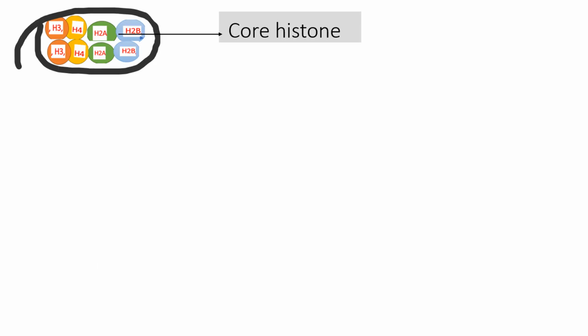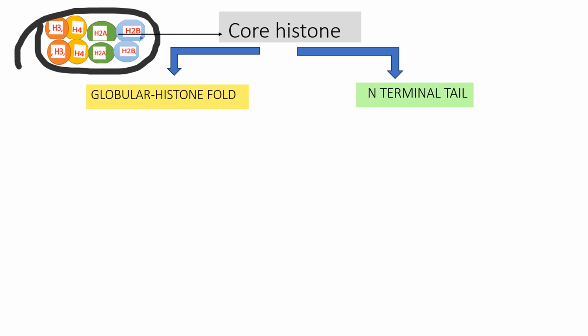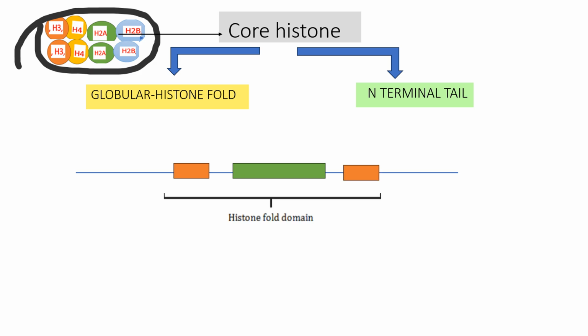The core histones have similar structural features. They consist of a globular histone fold and N-terminal tail. The globular histone fold is composed of three alpha helical regions separated by two unstructured loops. It has a short helix alpha 1 followed by loop L1, long helix alpha 2, a second loop L2 and another short helix alpha 3. Globular histone fold domain mediates the assembly of the histones.